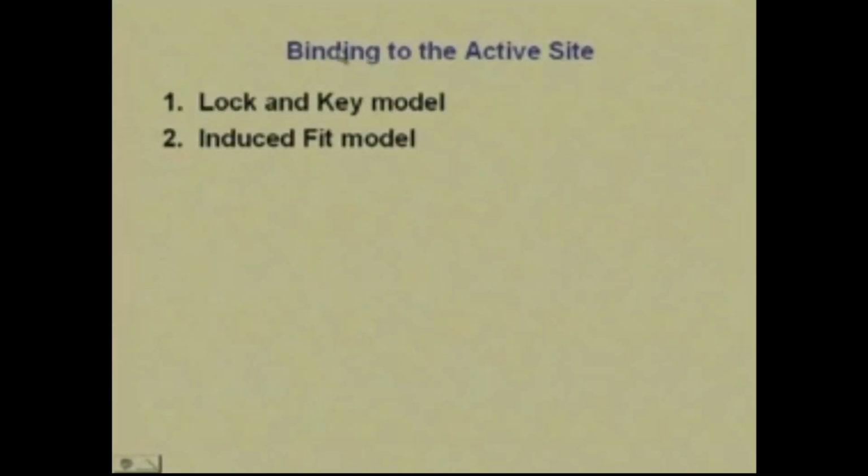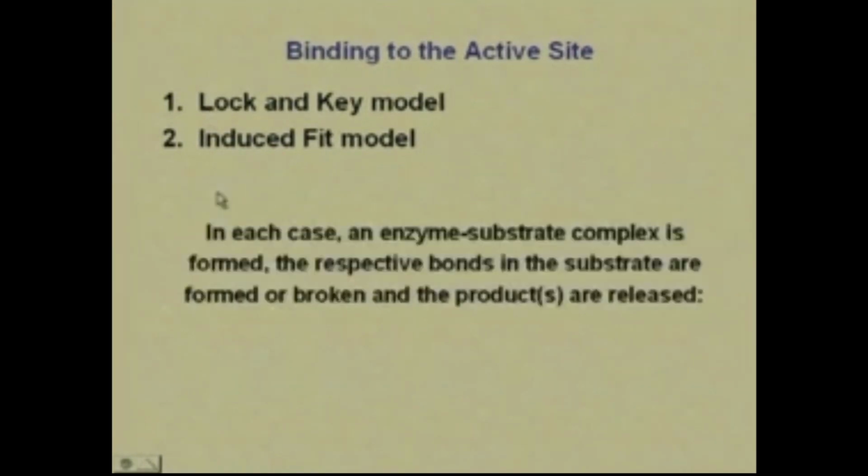There are two models of binding to the active site. Now, what are we talking of? We are talking of the binding of the substrate to the active site. The two models are called a lock and key model and an induced fit model. You understand from the name itself, the lock and the key model, where the lock is the enzyme and the key is the substrate. So you have a specific key that is going to fit into the lock. So a specific substrate is going to fit into the lock, that is our enzyme.